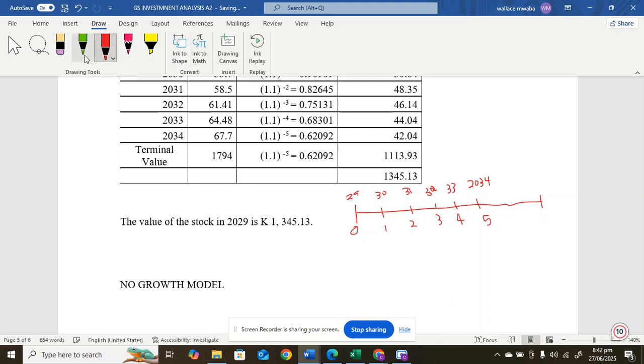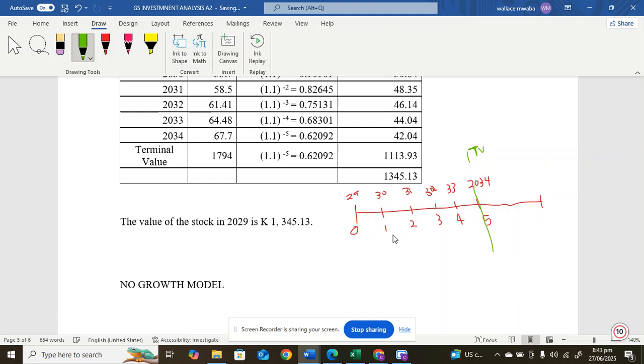Then after 2034, this is where the terminal value comes in. So also in year 5, we are going to include our terminal value. Don't put the terminal value in year 6. The terminal value should be in the last year of the sequence of years that you've been given. In this case, our last year in this question was 2034. So on the number line, our terminal value is going to be at the same place, because we're assuming that this 6% is going to happen at the end of 2034.